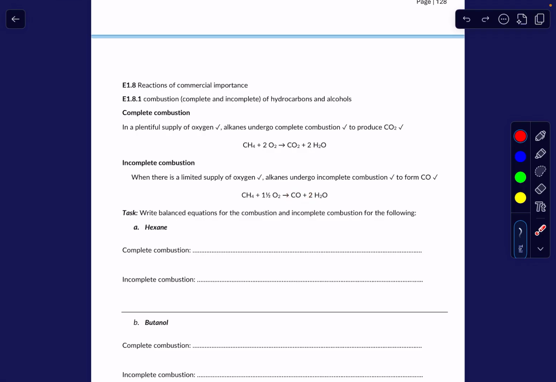There are some variations to this where you might also produce just carbon on its own, and then you need to balance it slightly differently, but the process will still work for you. More often than not, it might be a gap fill, and you have to fill in the blanks.